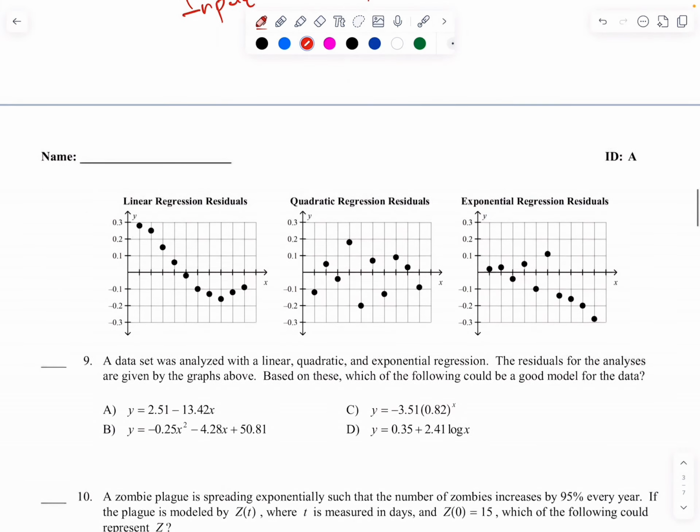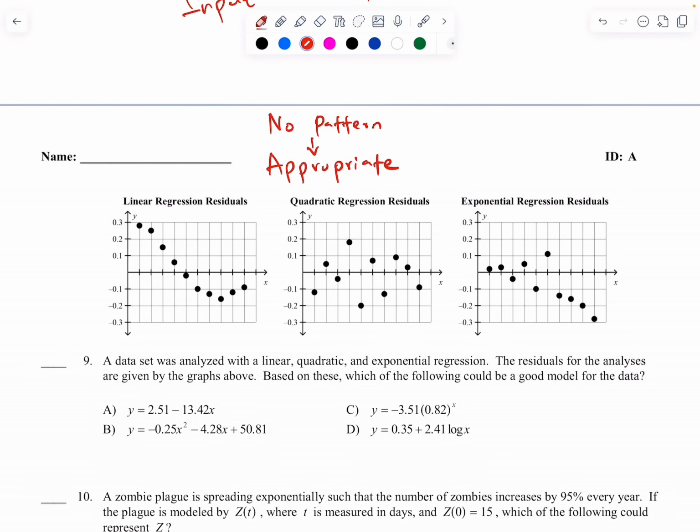Now let's move to question 9. For question 9, we have something called a residual plot. And we have a statement that said that if we do not see a pattern, it means that the model is appropriate. So all we should be looking at is the one that does not really have a pattern, and that will be the most appropriate model.